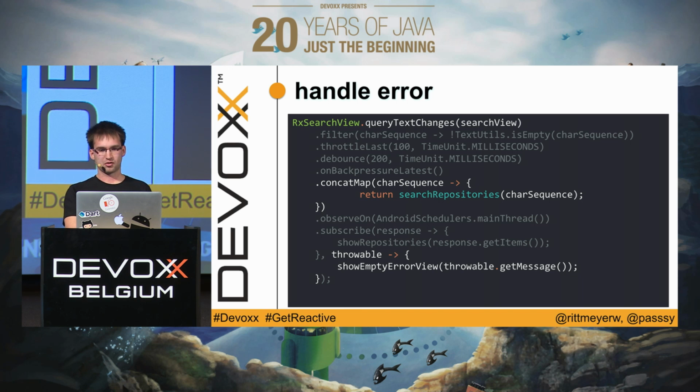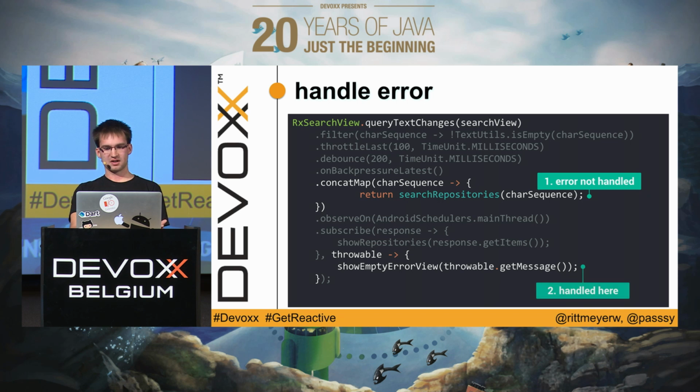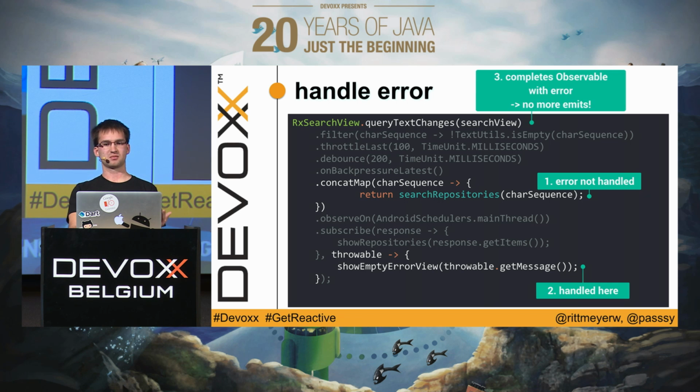I will focus on this searchRepositories method. That's why I put it in an extra method. Here is how it works. If I don't handle an error here, it emits an error here, it will go into the onError method, and then my observable on top stops with an error, and it never emits items.